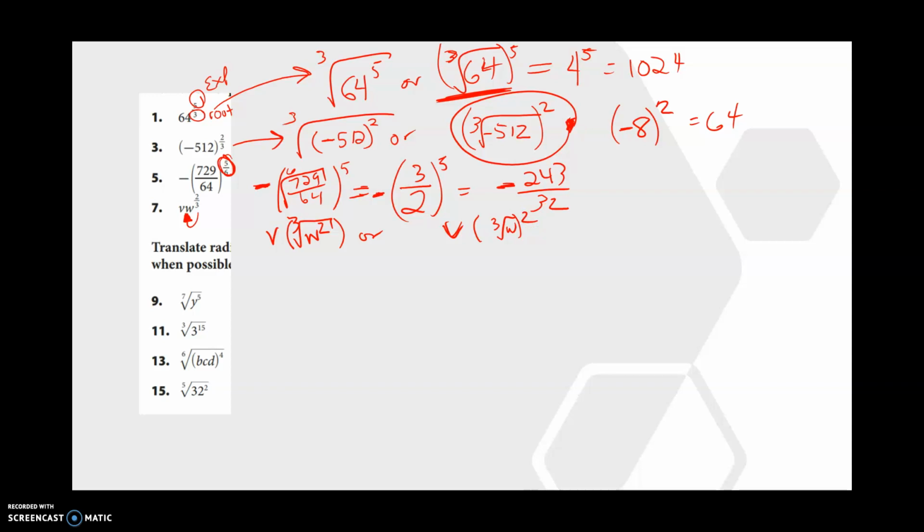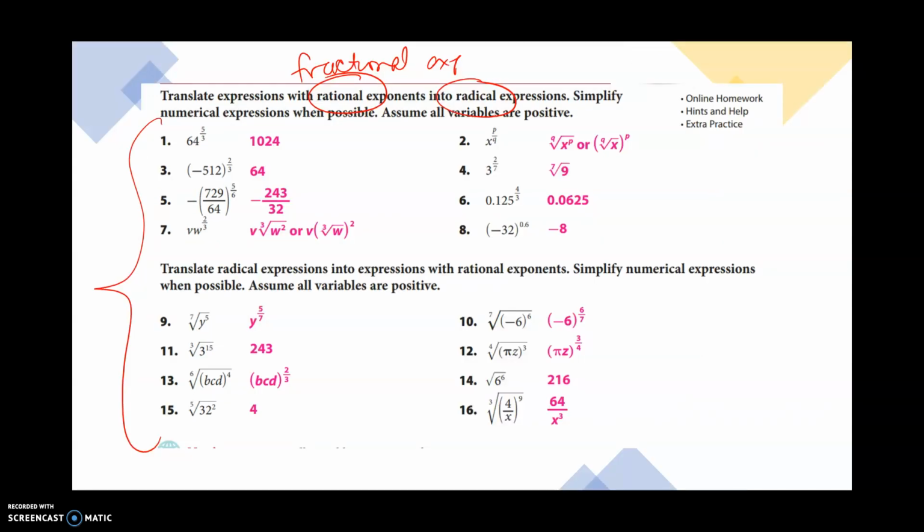Okay, let's look back at the instructions on the second set. Now it says take the radicals and turn them into rational. And if they're numbers, maybe we can simplify them. Okay.